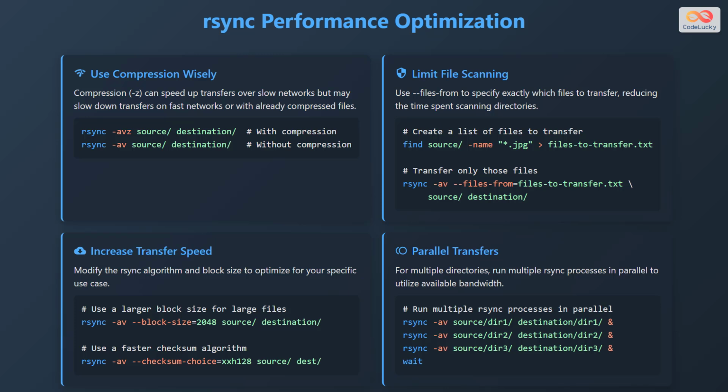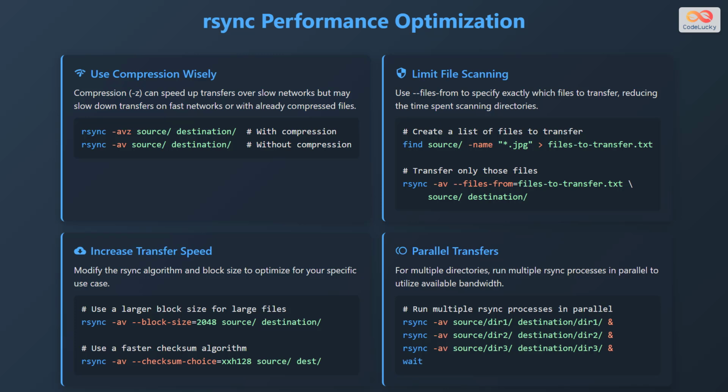Increasing transfer speed. Modify the rsync algorithm and block size to optimize for your specific use case. Use a larger block size for large files with the command rsync --block-size=2048, followed by the source and destination directories. Use a faster checksum algorithm with the command rsync --checksum-choice=xxh128, followed by the source and destination directories.